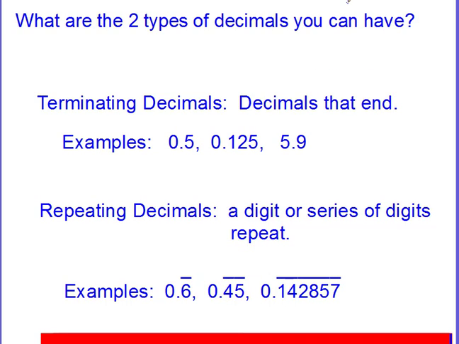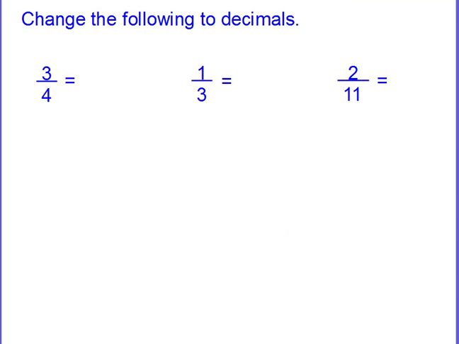Now if you look at the last one, 0.142857, what that one does is 0.142857, 142857, 142857, and so on and so forth. Okay? And that's one of my favorite fractions. It's the decimal equivalent to 1/7. So let's see if we can actually do a few of these.